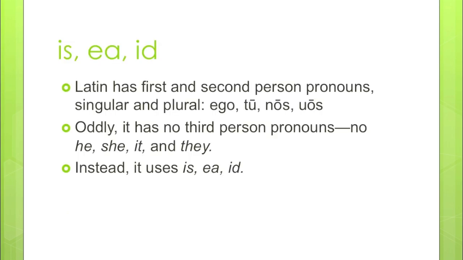Let's talk a bit more about is, ea, id. By now, we all know that Latin has first and second person pronouns, singular and plural. Ego, first person singular. Tu, second person singular. Nos, first person plural. Vos, second person plural. Oddly, however, Latin has no third person pronouns. No he, she, it, and they. Instead, it uses is, ea, id. Let me explain that.